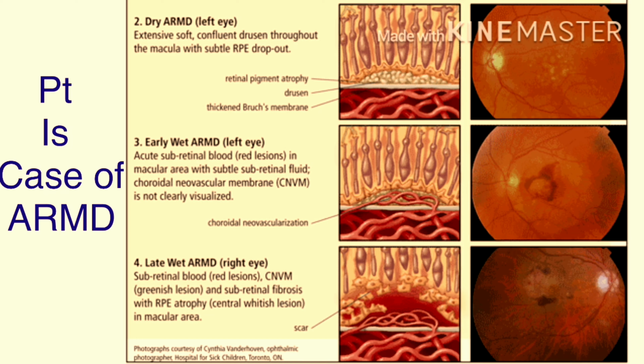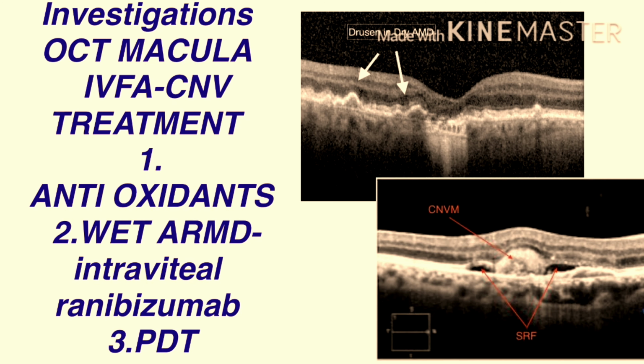Investigations: OCT macula and fluorescein angiography if there is choroidal neovascularization. Treatment: antioxidants. In case of wet ARMD, intravitreal ranibizumab and photodynamic therapy.